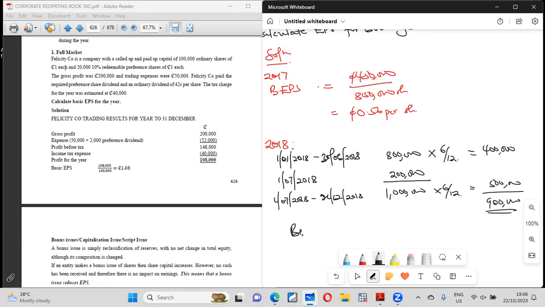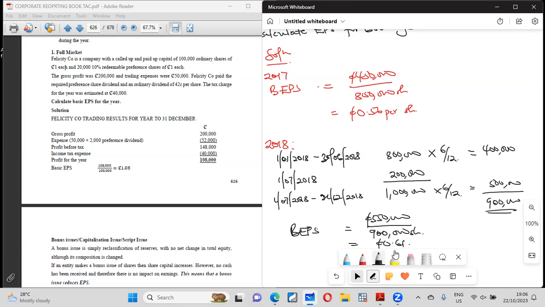And so your basic earnings per share will be equal to what was the earnings, 550,000 for 2018, all over the weighted average of 900,000 shares. So what will you get? 550 all over 900,000 gives us 0.61 per share.